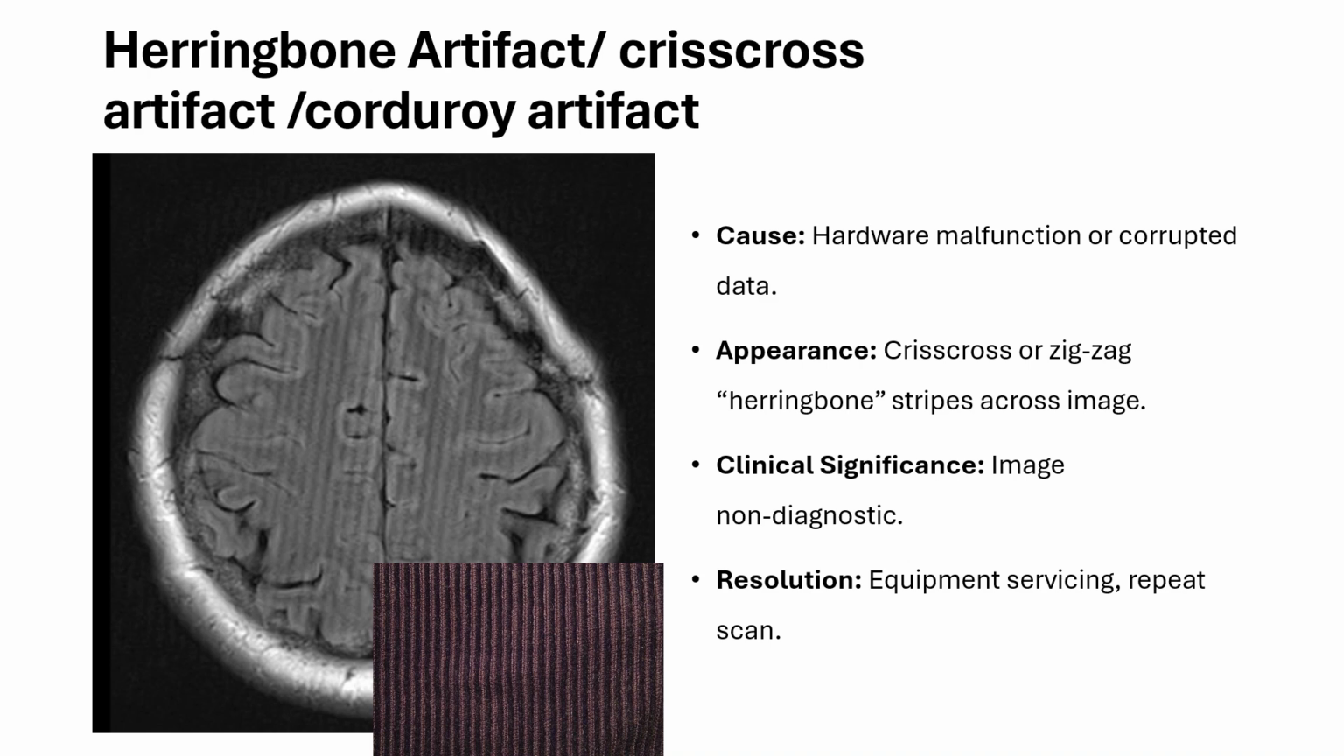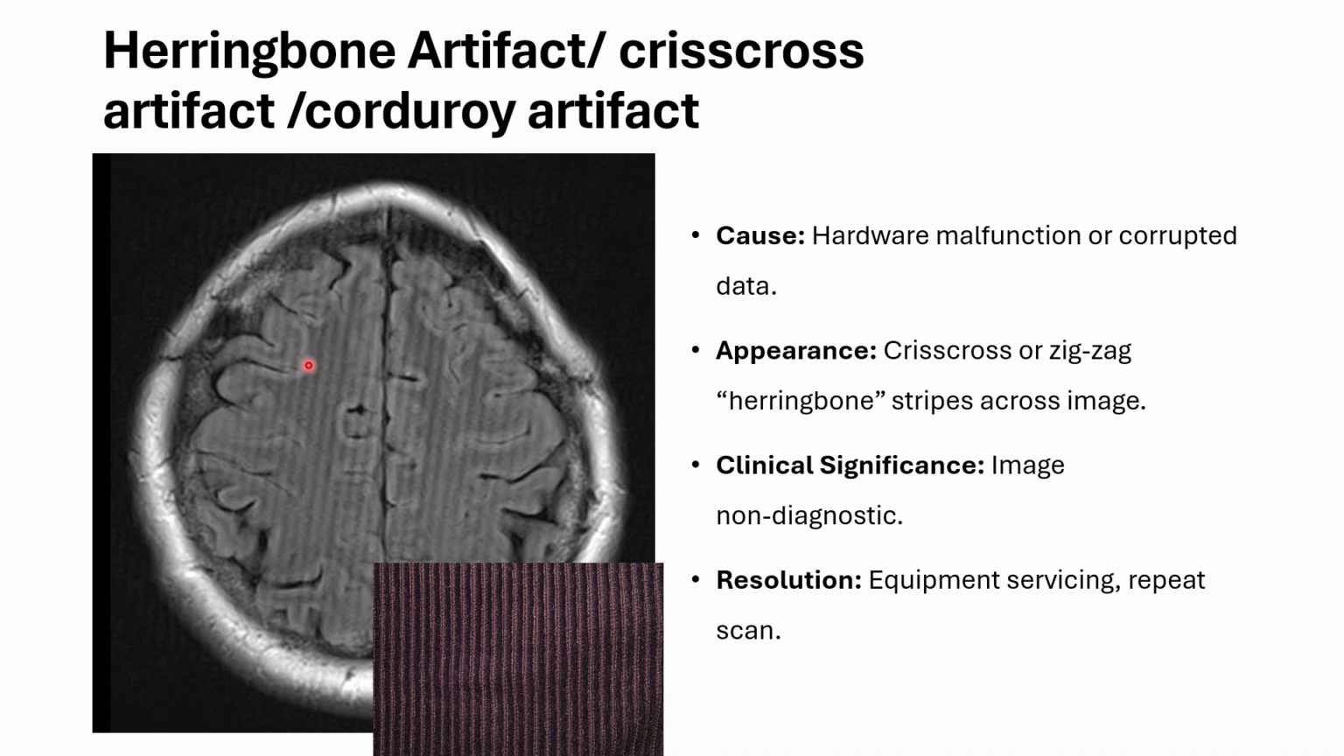Now the herringbone artifact. It is also called the crisscross artifact or corduroy artifact. It is caused by hardware malfunction or corrupted data, due to electromagnetic spikes from the gradient coils, fluctuating power supply or RF pulse discrepancies. Its appearance is crisscross or zigzag herringbone stripes across the image, as we can see in these images.